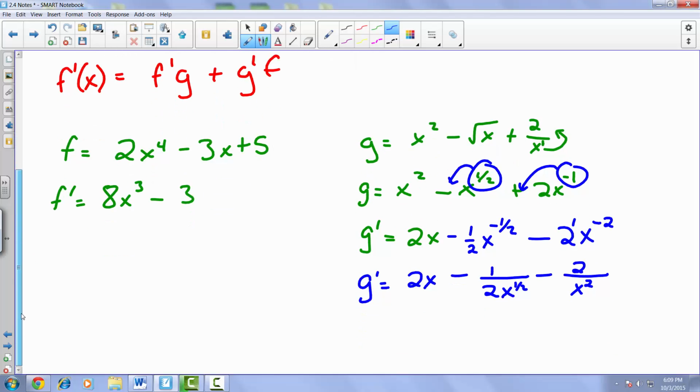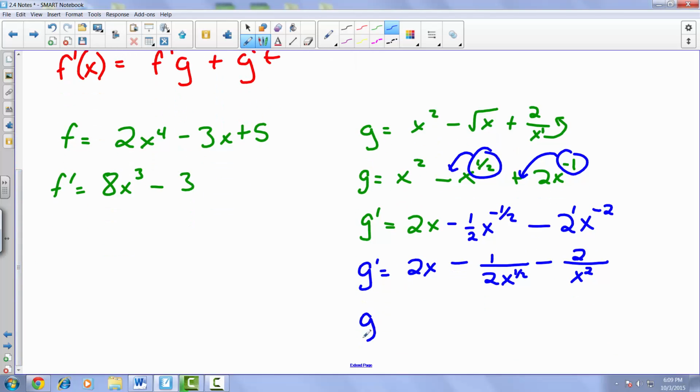Just rewriting it, it's basically done, but just cleaning up one last piece, we'd have 2x minus 1 over 2 times the square root of x. So basically just changing what this looks like. The rest is pretty much exactly the same. So again, just changing that x to the 1/2 to a square root of x. Now that we've finally found what g prime was, we can go ahead and do our cross.